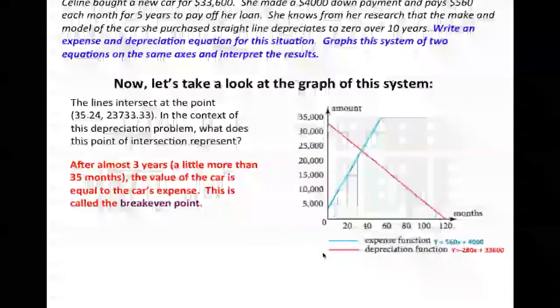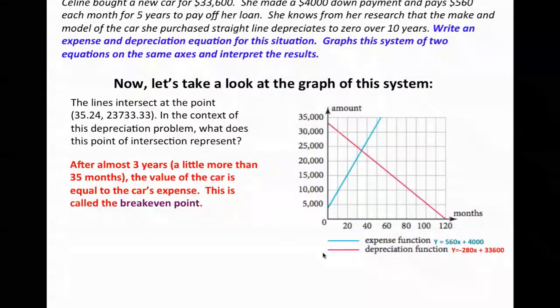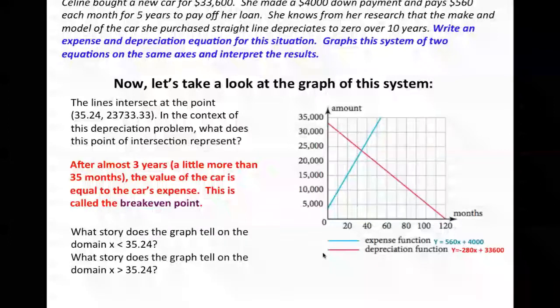Here's what it is. After almost 3 years, a little more than 35 months, the value of the car, because of depreciation, is equal to how much money you've put into the car. And this is known as the break-even point. And then at this point, I say to the kids, what does that mean? What does that tell this particular car owner? And hopefully, they can now tell me this story.